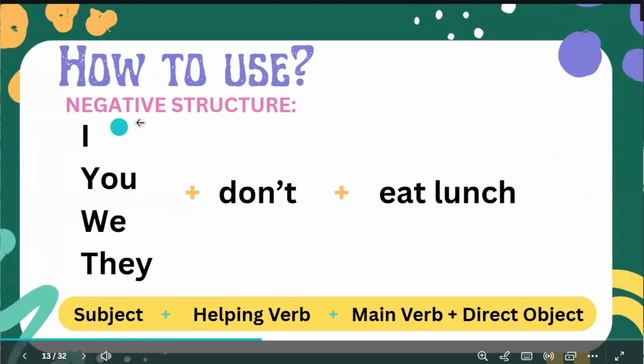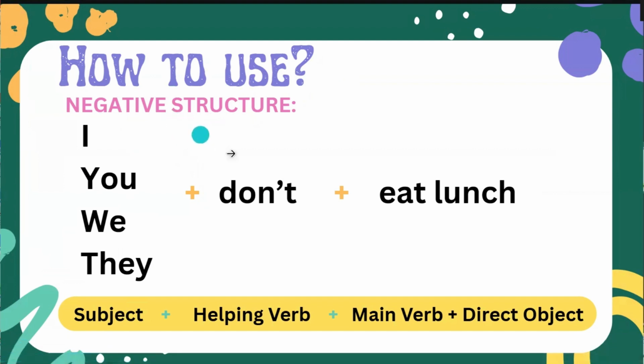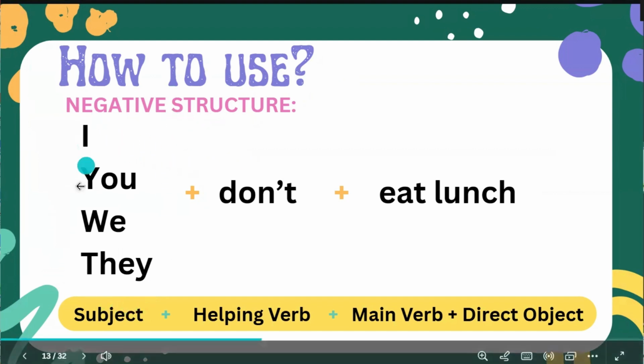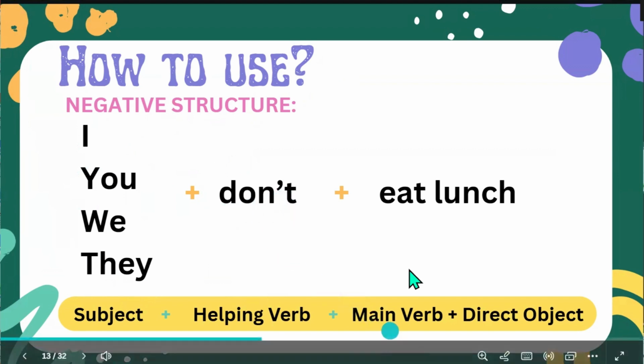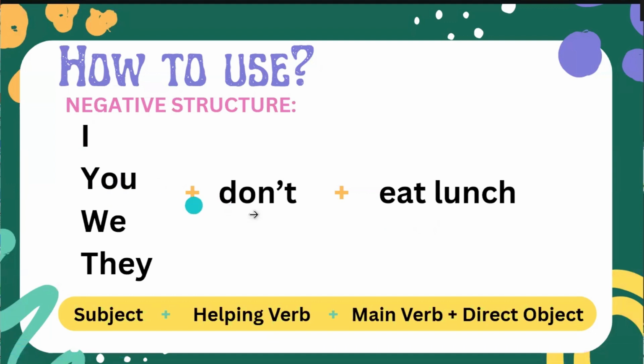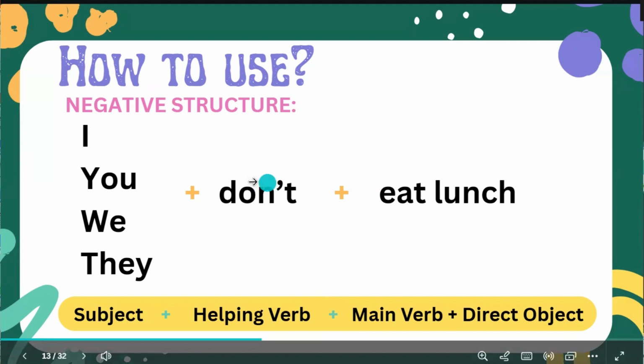Paano naman sa negative structures? Pag negative structure, ito yung mga words na may not. So, ito yung subject, plural subject, helping verb. It's a combination of two words: do and not. Pag pinag-combine siya, we contracted, tinanggal natin yung O, pinalitan natin ng apostrophe. So we say don't. The main verb is the word eat and direct object lunch. So we say I don't eat lunch. You don't eat lunch. We don't eat lunch. They don't eat lunch. So for helping verb natin ang don't.